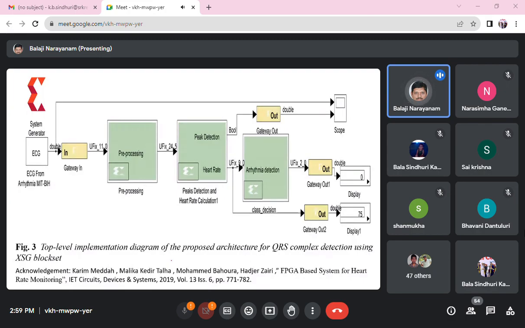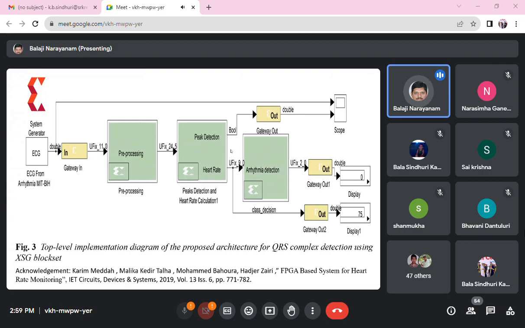So this is the top level implementation of QRS complex detection. As I said, this is a Xilinx System Generator. The basic requirements in your system: you must have Xilinx Vivado software compatible with a MATLAB version, and the System Generator. If that is successful, then you can have a block diagram level.